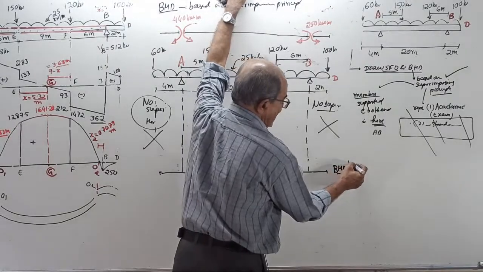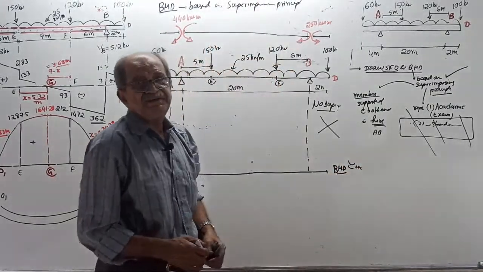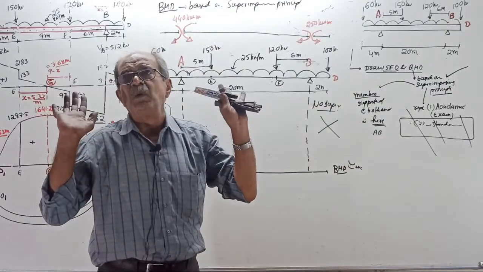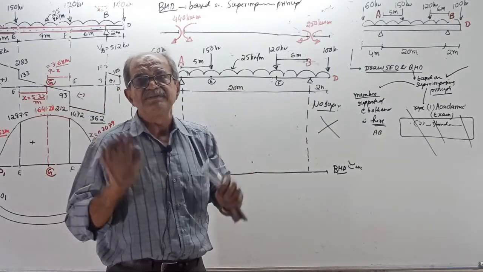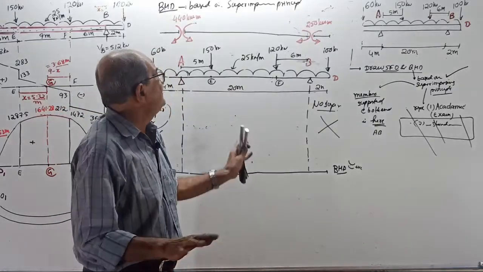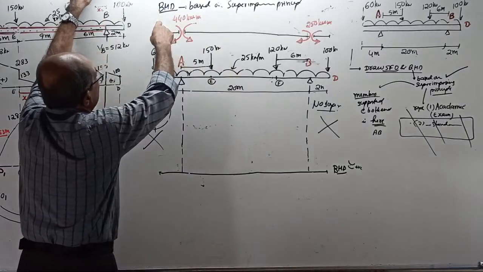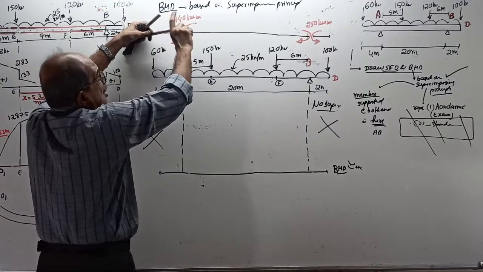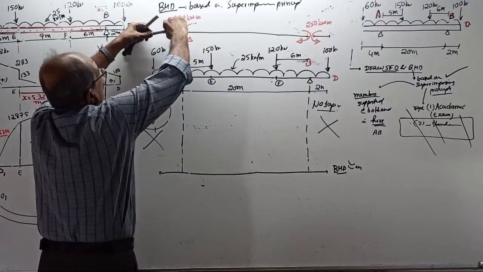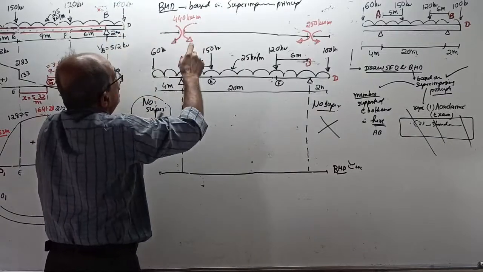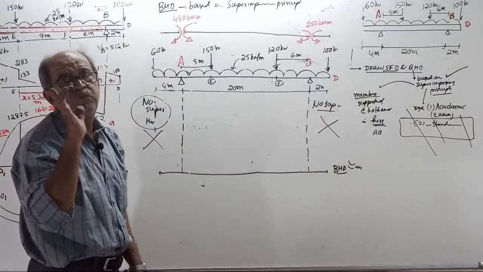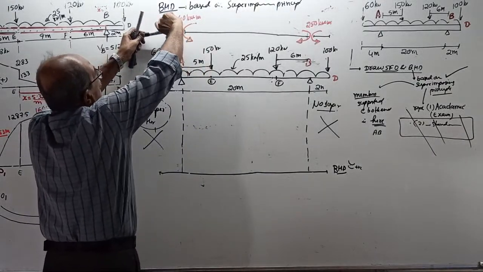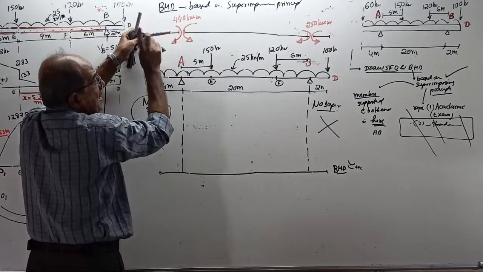Our sign is sagging positive. First draw the bending moment diagram considering only end moments. Only end moments. Do not see loading, nothing. Start. Bending moment here is zero. Here, look this side. For this member, don't tell clockwise, anti-clockwise. It is 440 hogging, that is minus 440.